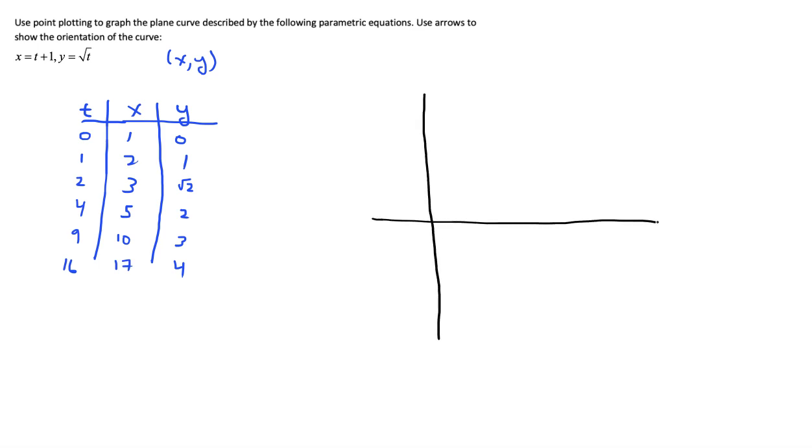So now I know that I'm not going to pick negative values of t, and I can see that I don't have any negative values of x or even negative values of y either. So I guess we can just go on this side, and we'll just go up here. I know I'm not going to get any negatives. Okay, let's go ahead and plot these points.